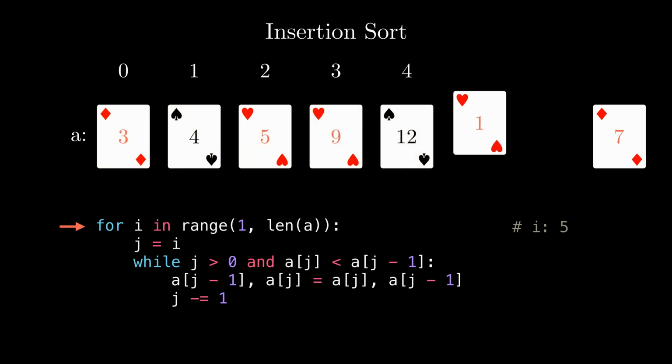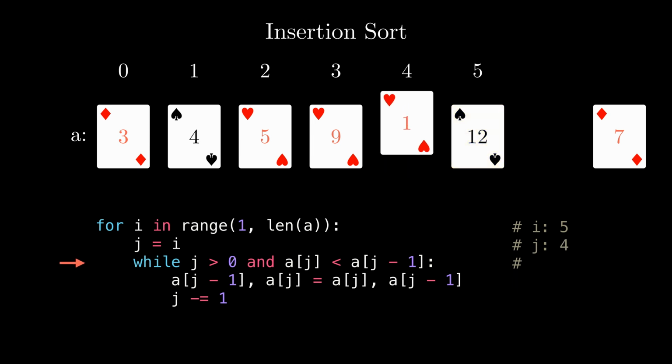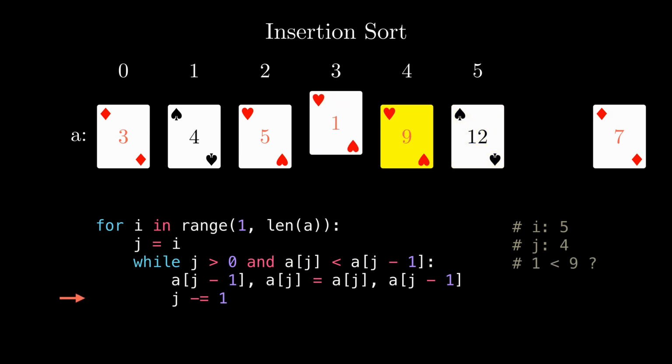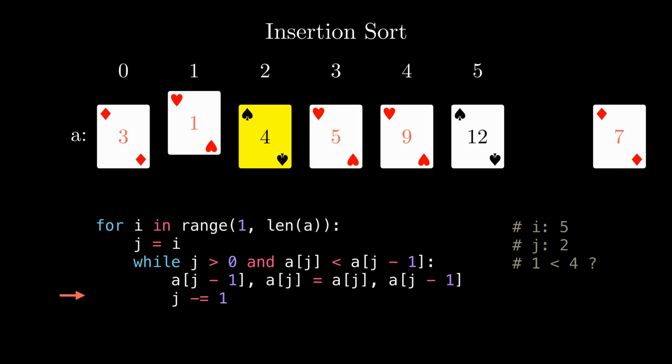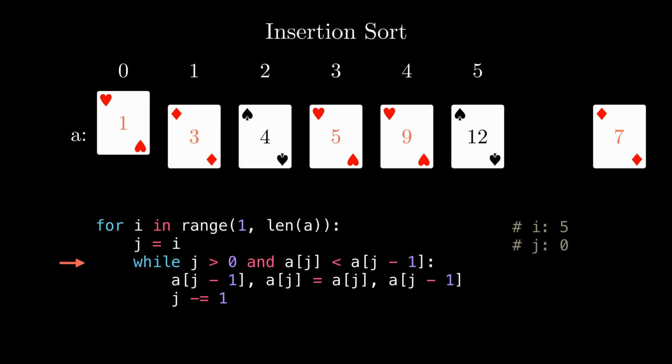We will compare 1 and 12. As 1 is smaller, we will swap them. After that, we will compare 1 and 9. As 1 is smaller, we will swap them again. We will then swap 1 and 5, after which we will swap 1 and 4, and finally we will swap 1 and 3. At this point, the value of j will be 0, and we will stop the loop.